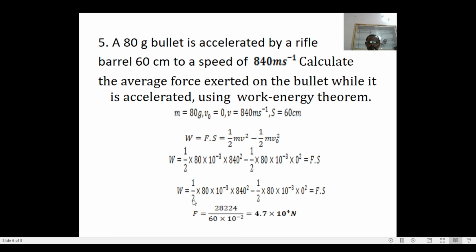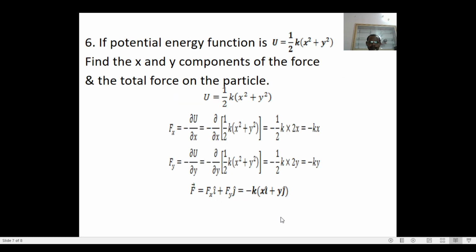Now work done is equal to the same thing. Now just this term goes to 0. Consider only the first term, which is 28224, and divided by displacement, which is 60 centimeter. So just consider this. This term is 0 and this term divided by S is equal to 4.704 × 10^4 Newton.